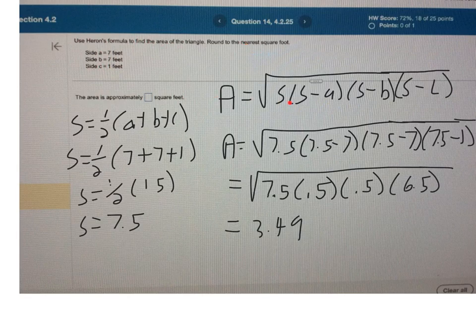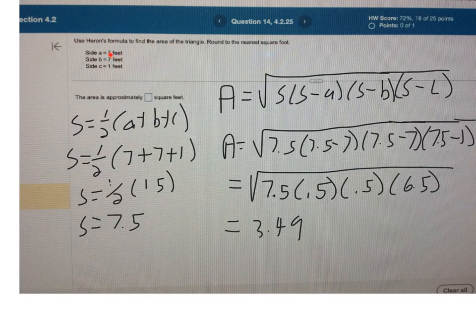So here's Heron's formula. It's the square root of S times quantity S minus A, close quantity, times quantity S minus B, close quantity, times quantity S minus C, close quantity. What is S? S is the semi-perimeter. S is half of the sum of A plus B plus C.